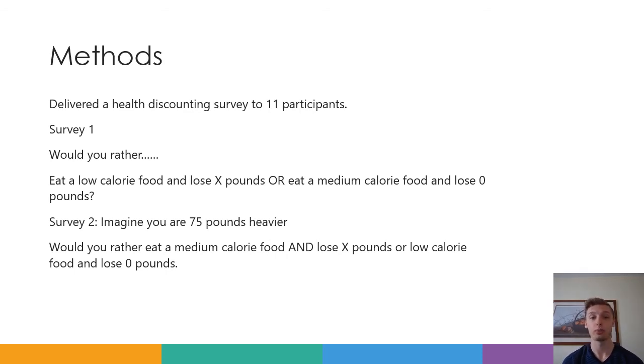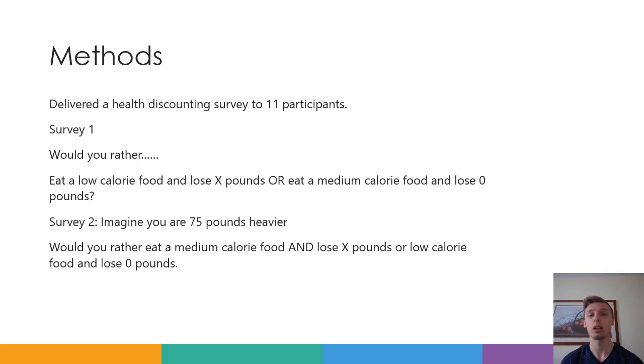So survey 1 was a simple mirror of your regular temporal or probability discounting tasks, but rather than money, it was a would-you-rather-eat-a-low-calorie-food question. Food option A showed options such as a salad with no dressing, a plain chicken breast, or other foods that they would think fit in that category. So you can either eat a low-calorie food for a certain amount of days and lose a certain amount of pounds, or you eat a medium-calorie food and lose no weight for that same amount of time.